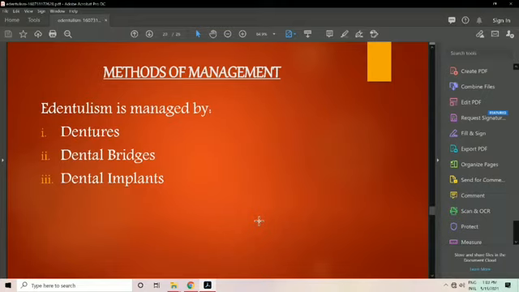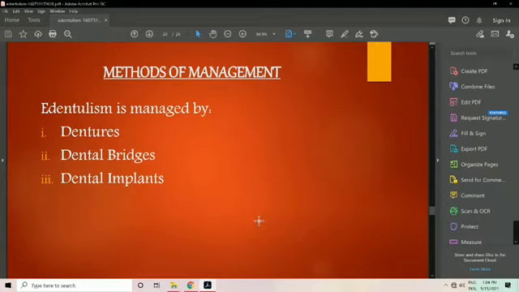There are different methods to replace missing teeth. That may be by removable prosthesis, for example dentures. Then by fixed prosthesis, that means by dental bridges, which are called fixed dental prosthesis. And the advanced dental treatment is by replacement with dental implants. These are the three basic examples of the management of the replacement of missing teeth in partially and completely edentulous patients. First is removable prosthesis, second is fixed partial prosthesis, third is advanced dental treatment like dental implants.